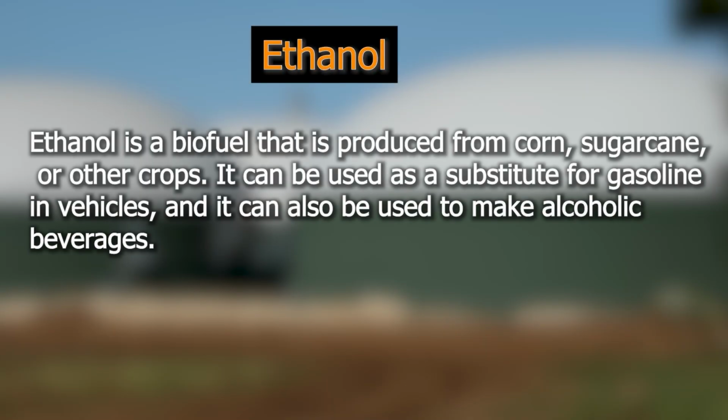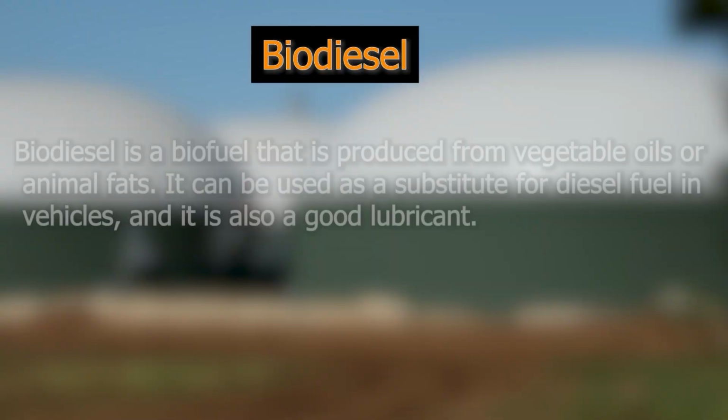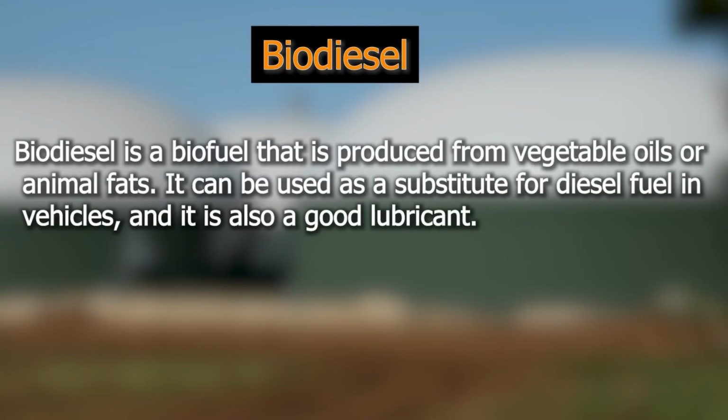Ethanol. It is a biofuel that is produced from corn, sugarcane, and other crops. It can be used as a substitute for gasoline in vehicles, and it can also be used to make alcoholic beverages. Biodiesel. It is a biofuel that is produced from vegetable oils or animal fats. It can be used as a substitute for diesel fuel in vehicles, and it is also a good lubricant.